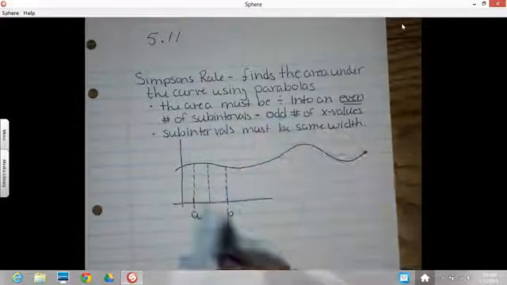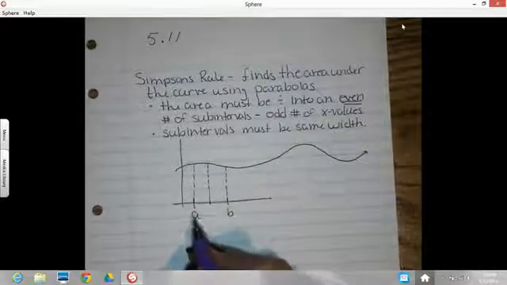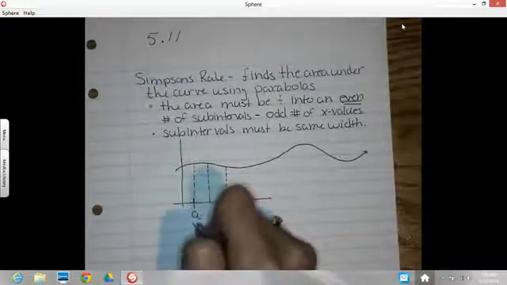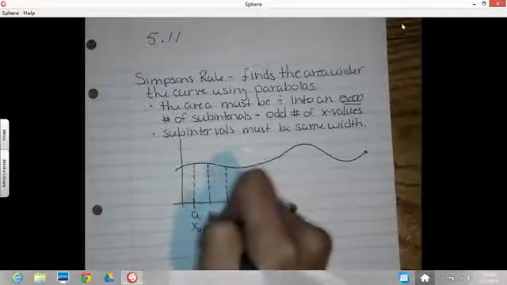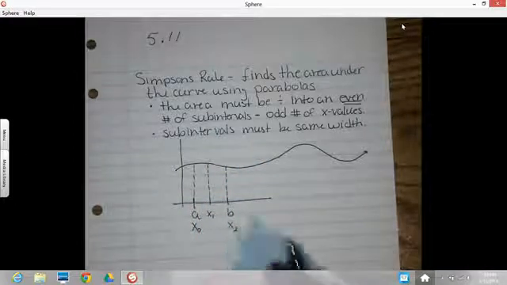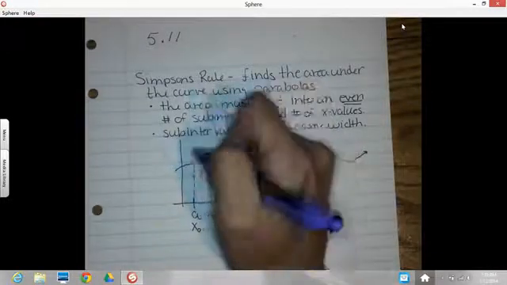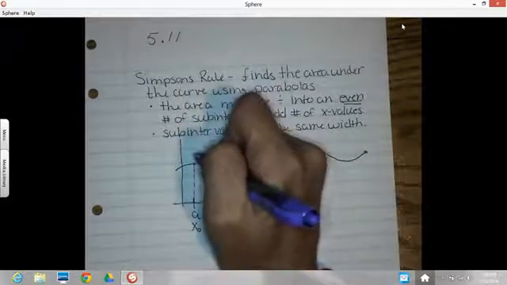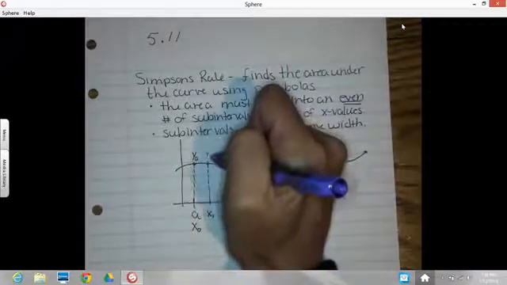Okay, so that I'm using 3 x values. And then instead of calling the first one x1, they call it x sub 0. I have no idea why. That puts the second one as x sub 1, and then x sub 2. Maybe so it ends in an even number. I'm not really sure. So what Simpson's rule does is it takes these 3 corresponding y values. So this would be considered y sub 0 because it's the y value for the x sub 0. This one would be y sub 1. And this one would be y sub 2.